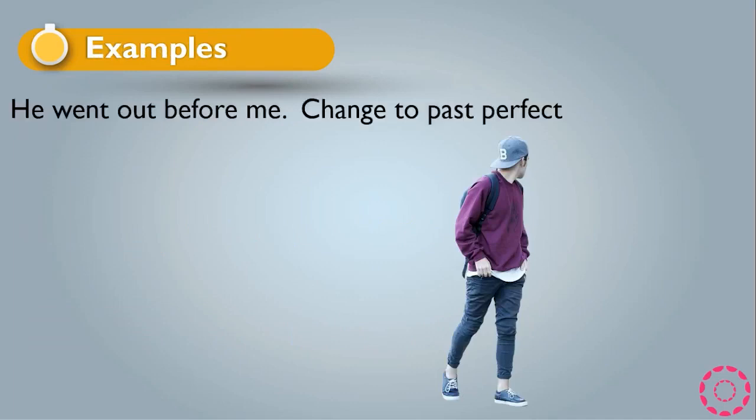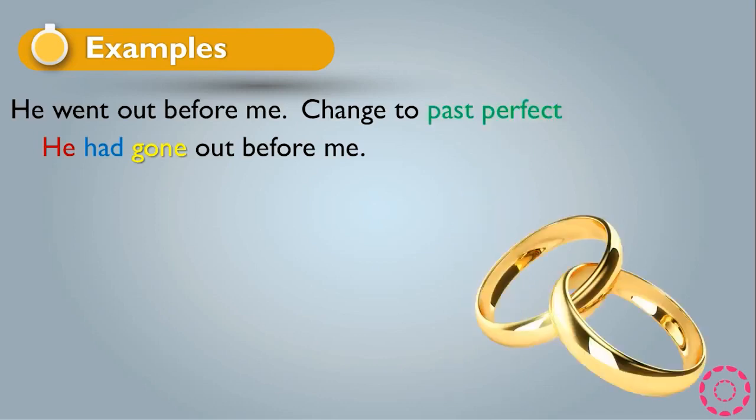For example, he went out before me. It says change to past perfect, and it became he had gone out before me. We have to use had with all the subjects, and also we have to change the verb to the past participle, and when it became gone, it became he had gone out before me.